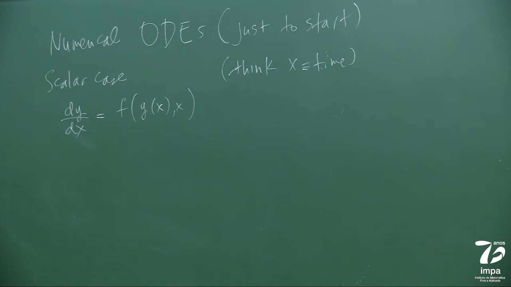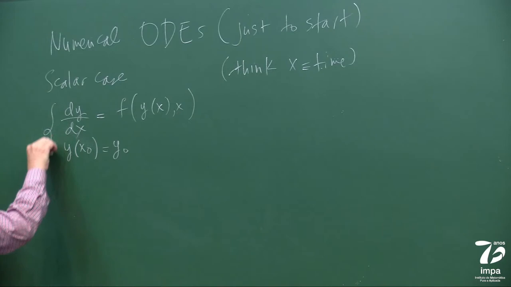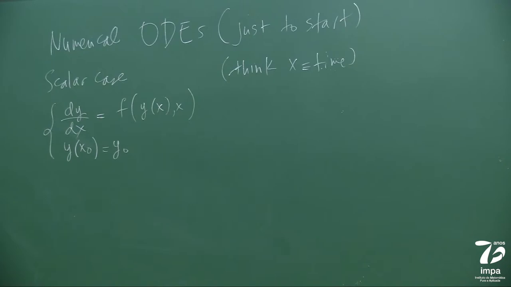So if I have this ODE, this general nonlinear ODE, with initial condition, let me say I'm calling it x0. Okay, so how do I solve it numerically? Well, I have actually two choices. I can solve it like this.